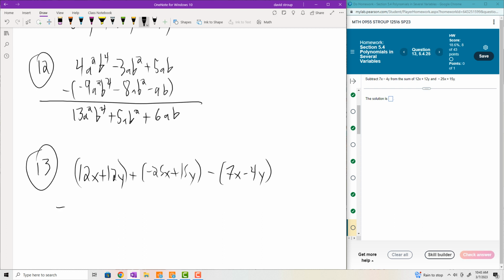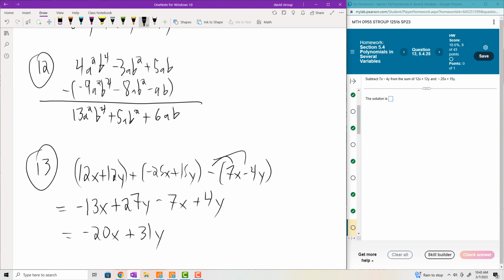Okay, so adding the first two polynomials, 12x minus 25x is negative 13x. 12y plus 15y is plus 27y. Then I'll distribute this negative, minus 7x plus 4y. So it'll be negative 20x plus 31y. Negative 20x plus 31y.